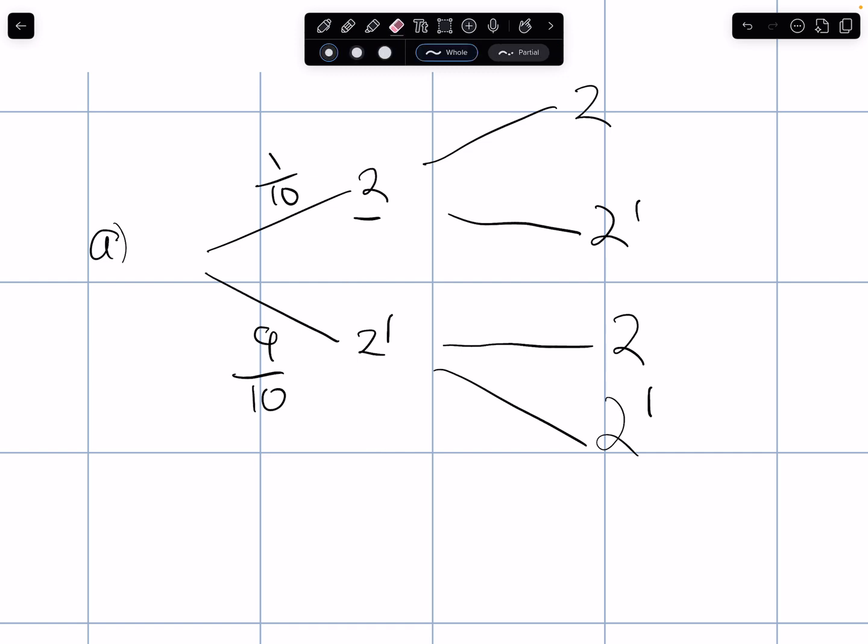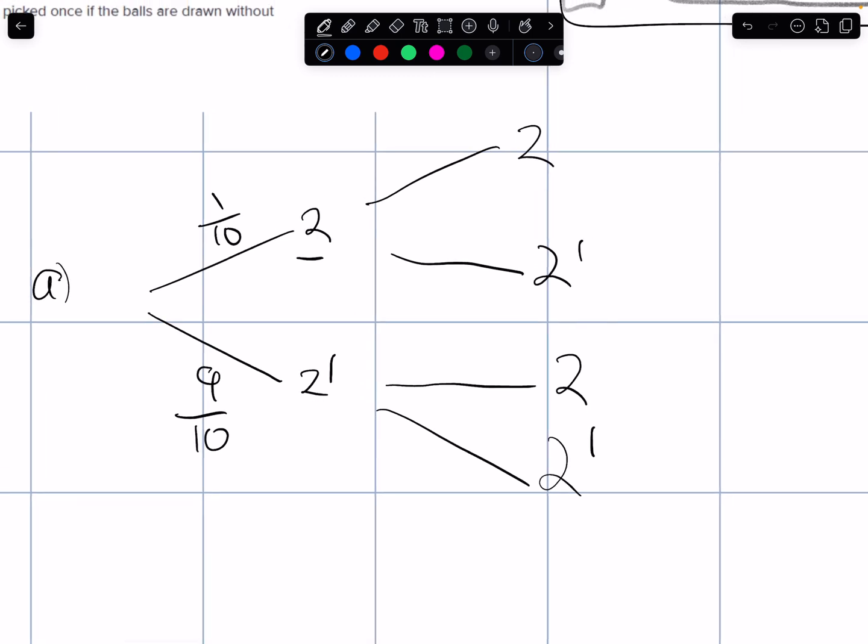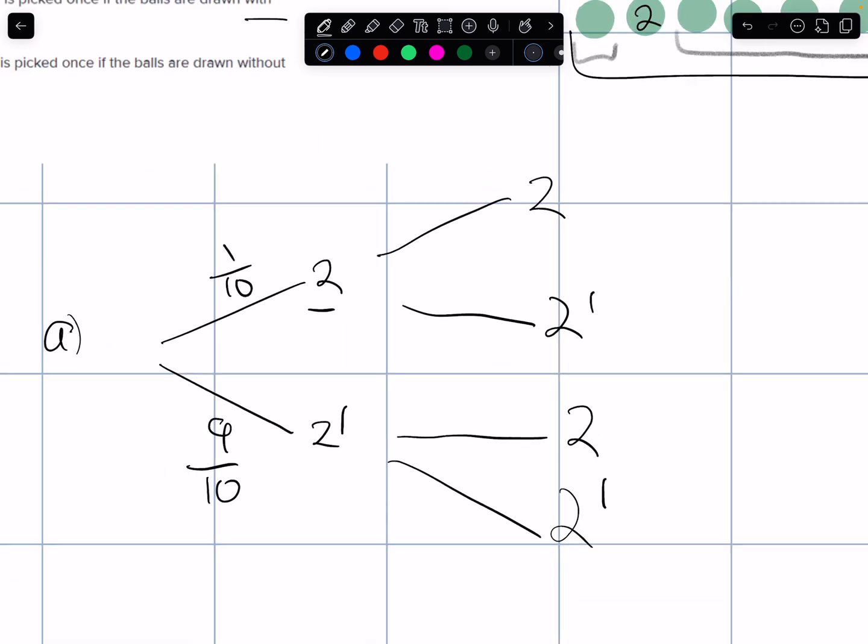Now, because we are not changing and we're putting it back, the likelihood is the same again. The probability of picking a 2 the second time is still 1 out of 10 because we've put it back. And this is still going to be 9 out of 10. This is still going to be 1 out of 10. And this is still going to be 9 out of 10. So the question asks, what's the probability of picking at least one 2?